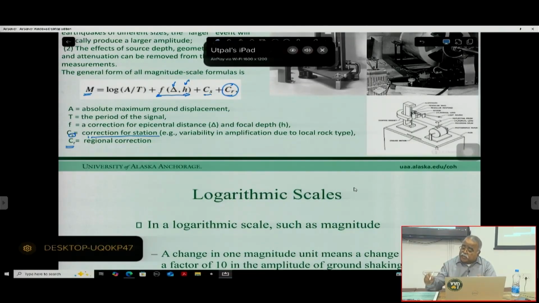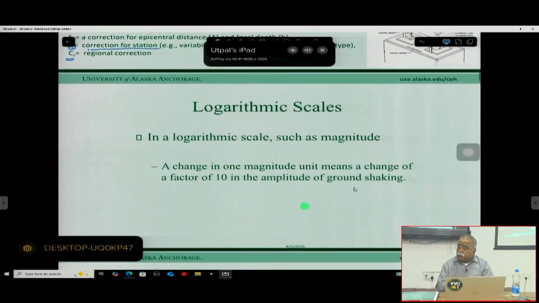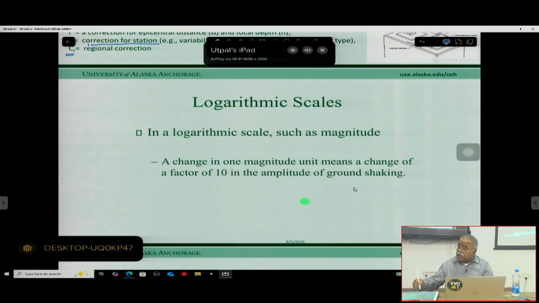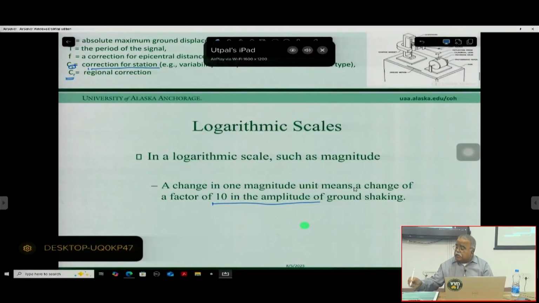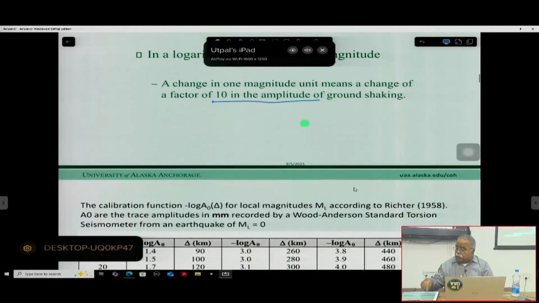But please understand, this functional relation is a logarithmic relation. So the magnitude is on a log scale. The log scale means a change of one magnitude unit is basically a 10 times increase in the amplitude, right? Because this is log base 10. So that is why a factor of 10 is used for a one magnitude change, right? Okay.